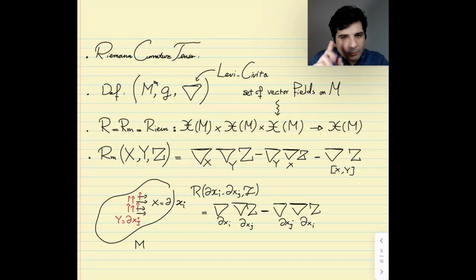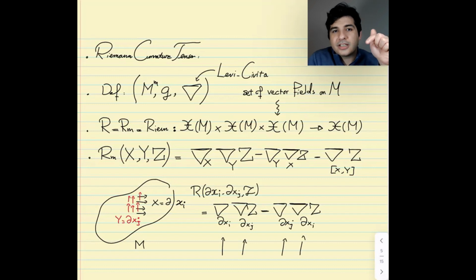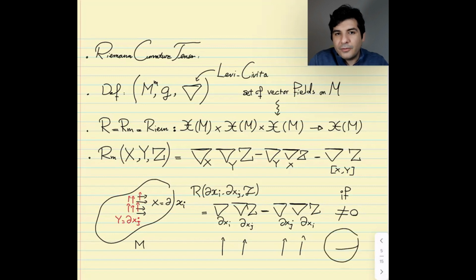Okay, so in both terms, we are taking a second derivative, but in one we take first the direction xj and then the direction xi, and in the other, the direction xi first and then the direction xj. We remember from calculus that usually the order in which we take derivatives doesn't matter in Euclidean spaces. In fact, in general, that's not true. It can be that this quantity is not zero.